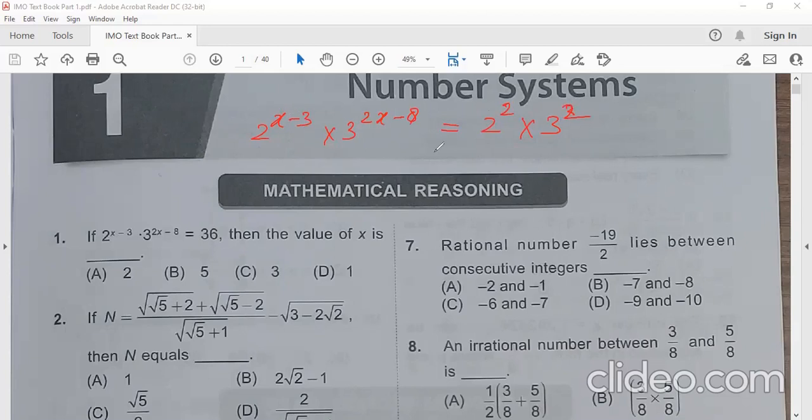Now you will compare the powers. You will get x minus 3 is equal to 2, so x is equal to 5.